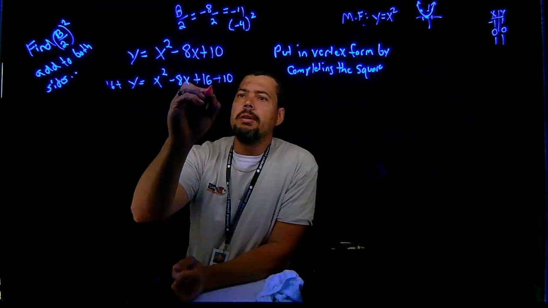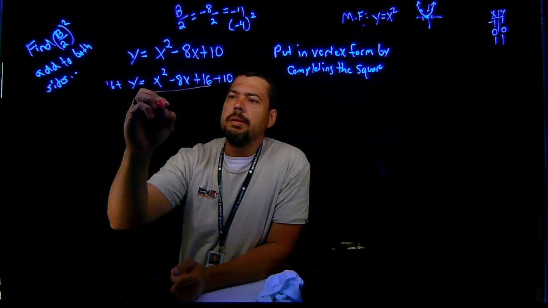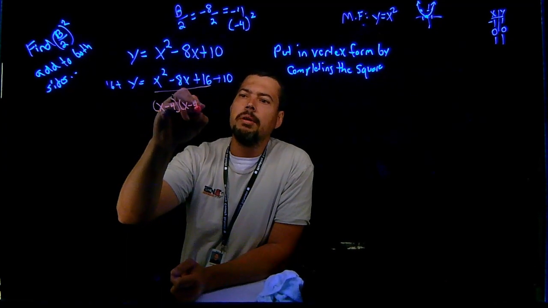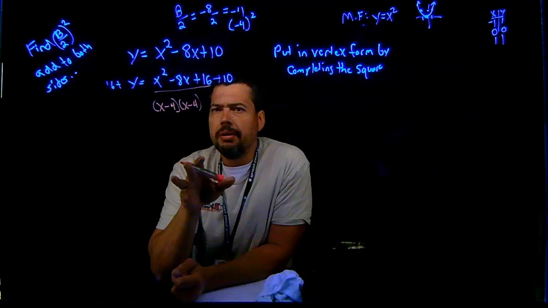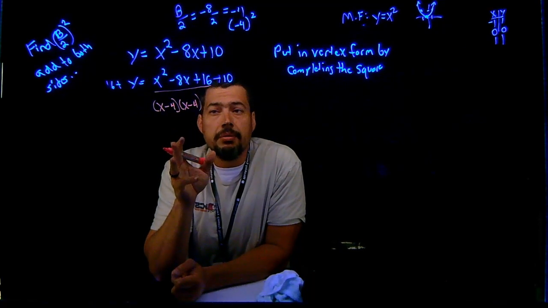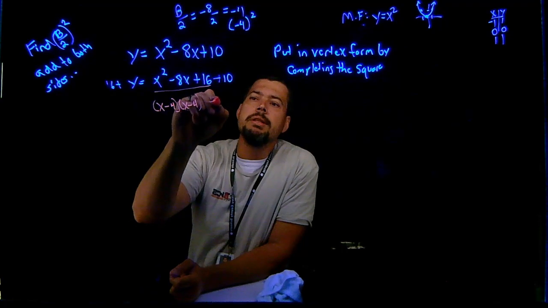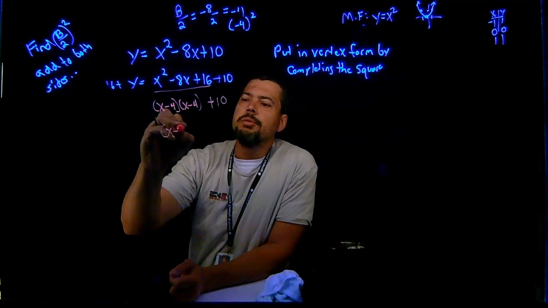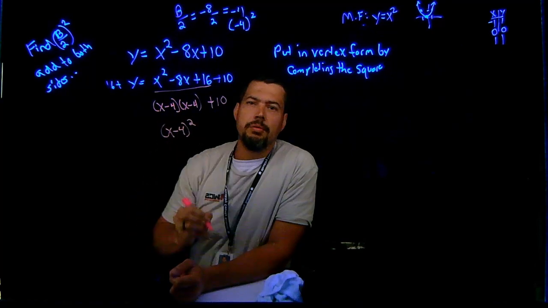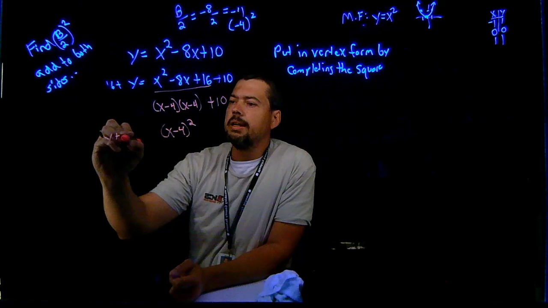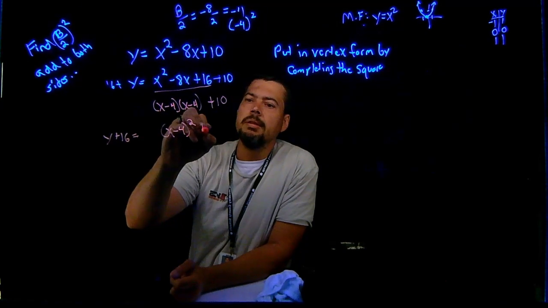If I focus on this, I have created a little piece here that factors as x minus 4 times x minus 4. And in yesterday's video, I talked about how we can make what's called perfect squares. And I still have this plus 10. X minus 4 written twice is an x minus 4 that's squared. And by the way, on the left-hand side, I still have y plus 16.